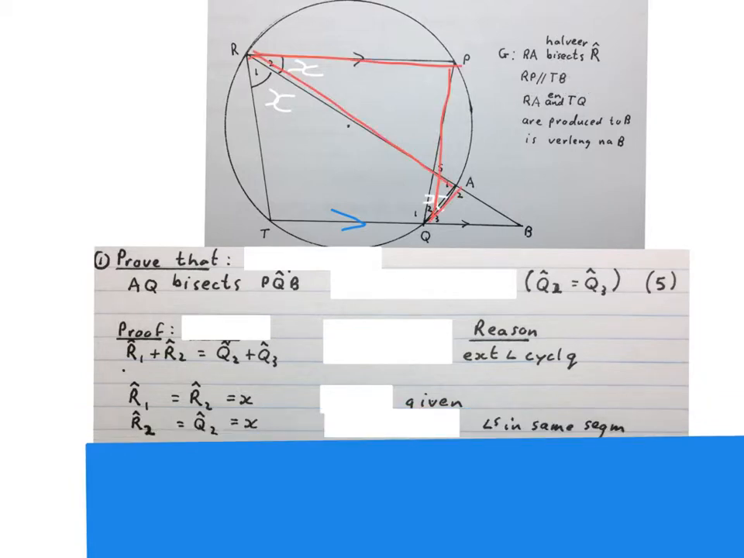Next we can say angle R2 is equal to angle Q2. That will be equal to X. Angles in the same segment. So that angle over there is equal to that angle down there because of angles in the same segment.